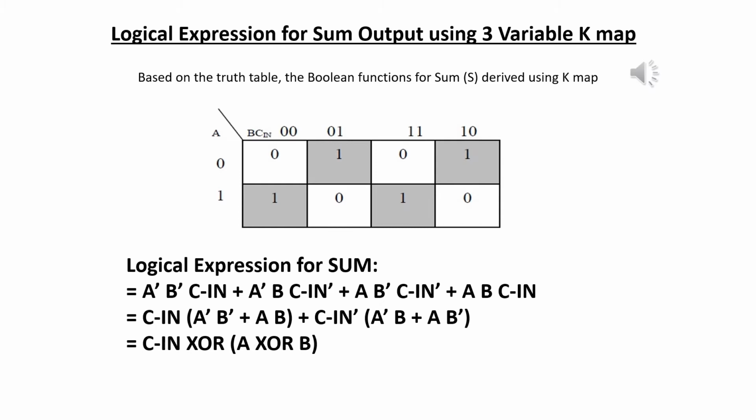From the truth table of the full adder circuit, we consider the sum column, and the values of the sum variable are placed in this K-map structure. From the K-map structure, we can derive the logical expression for sum as C in into A dash into B dash plus C in dash into A dash into B plus A into B dash. Here A dash and B dash represent the complement of variables A and B respectively. Further this expression can be simplified as C in XOR with A XOR B.